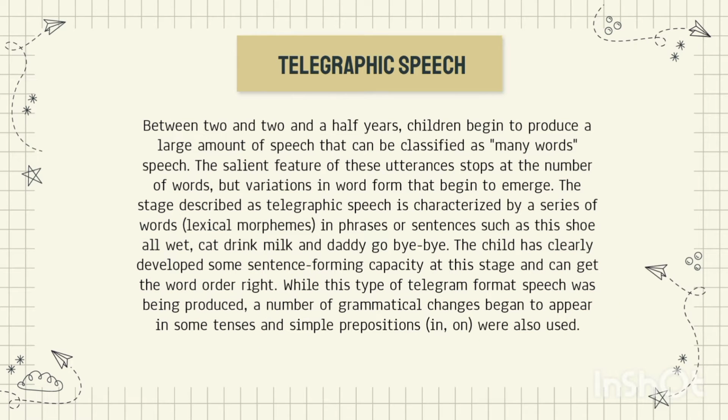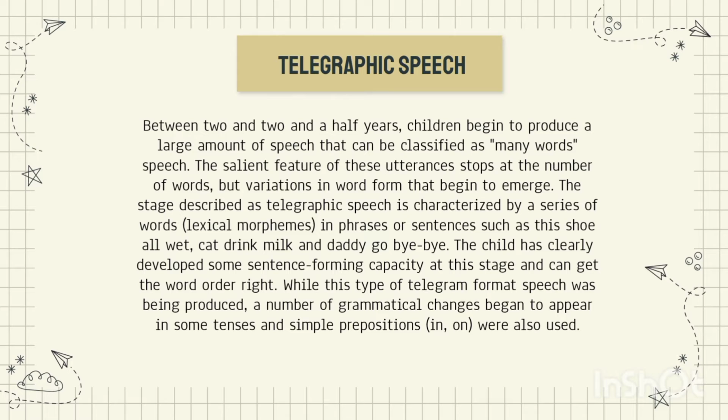Telegraphic speech: between 2 and 2.5 years, children begin to produce a large amount of speech that can be classified as multiple-word speech. The salient feature of this stage is not just the number of words, but variation in word form begins to emerge.